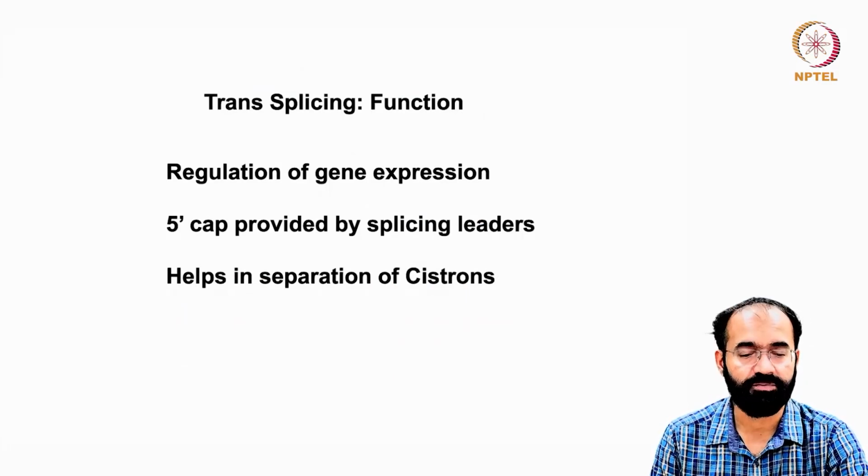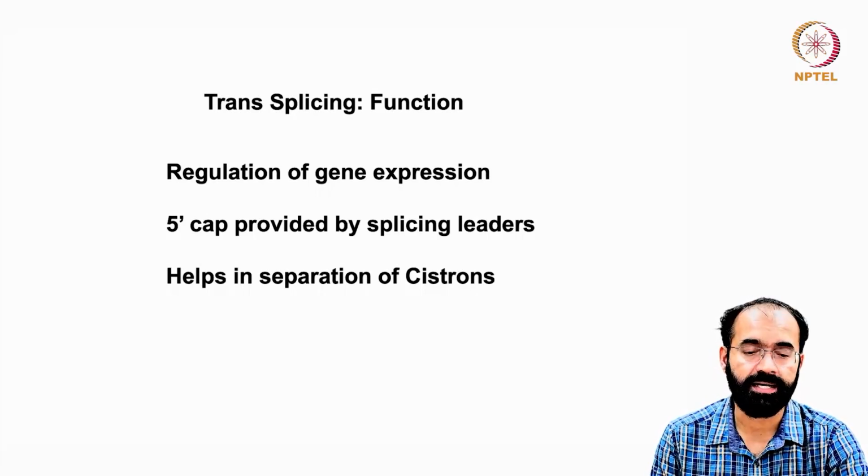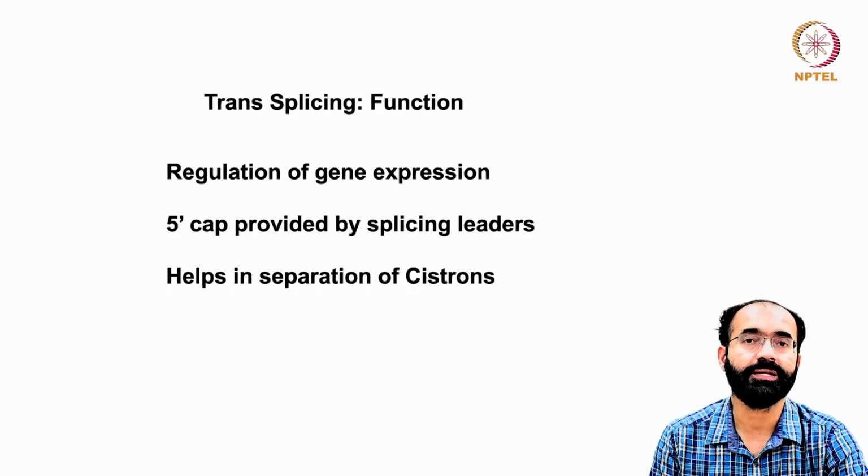First of all, it has a function in the regulation of gene expression. In what way is it regulating gene expression? If a gene is lacking this leader sequence, it may not be able to function in many cases. So it makes sure that the RNA is capable of performing the task it is supposed to be doing.